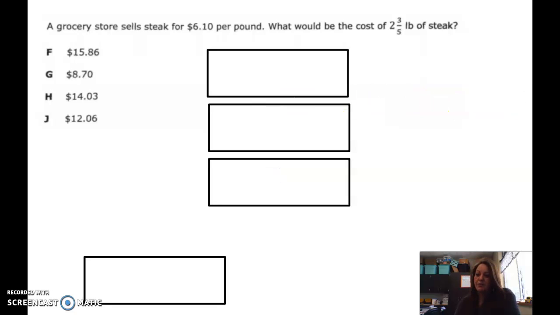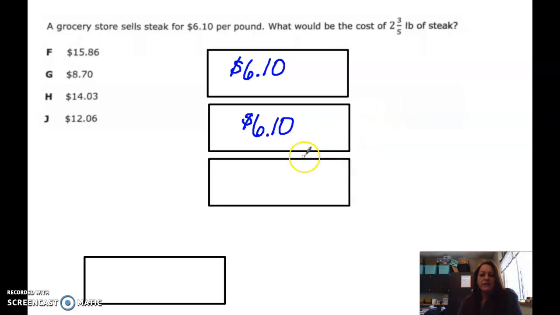All right, so the problem says each pound is worth $6.10. So for each one of these, I'm going to write $6.10 to represent each pound. So there are my 2 pounds represented, each of them $6.10.